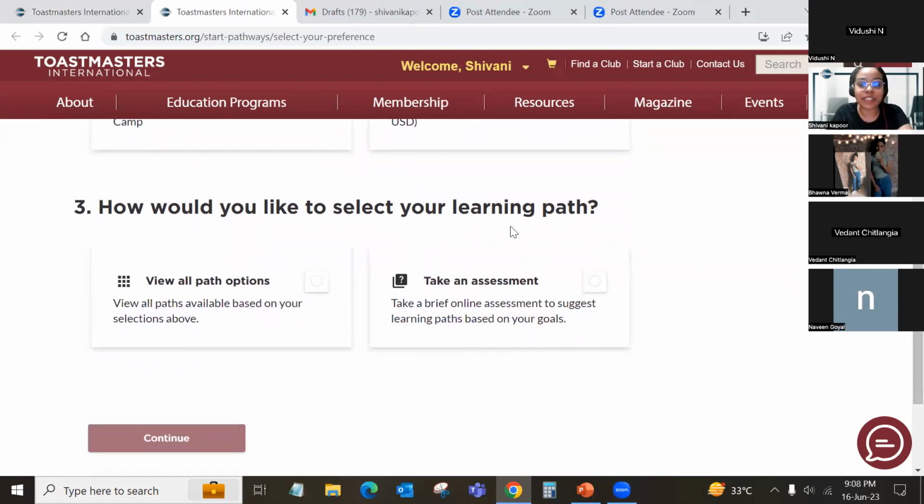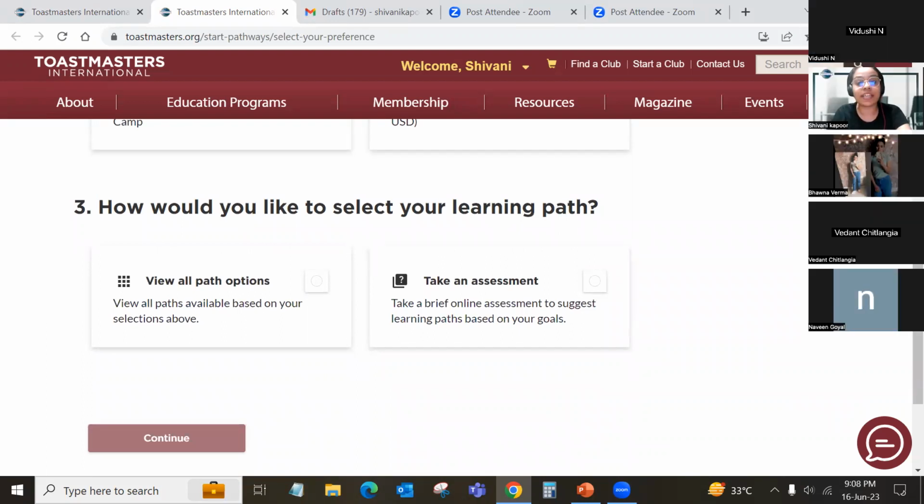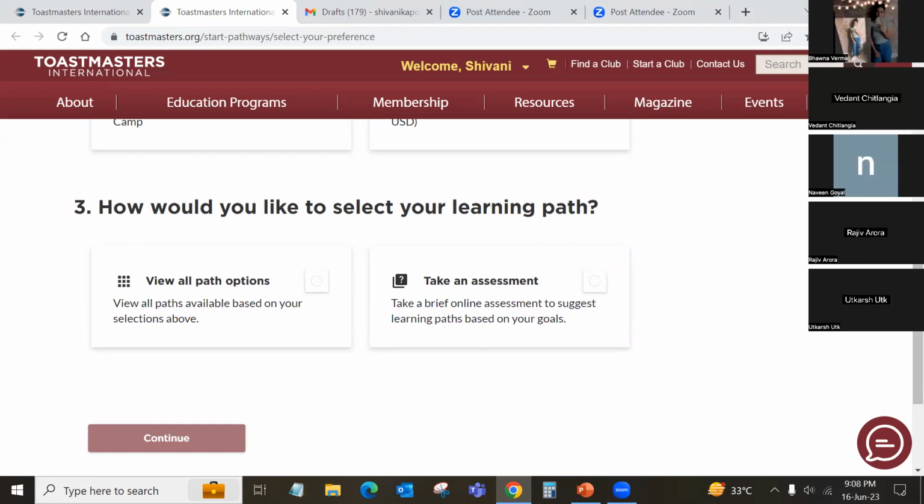How would you like to select your learning path? This is a very important aspect. As Naveen has already mentioned, there are 11 different paths and you have to choose only one of them. There are paths like Dynamic Leadership and Motivational Strategies. You must have seen in the flyer itself, there are different logos for different paths.